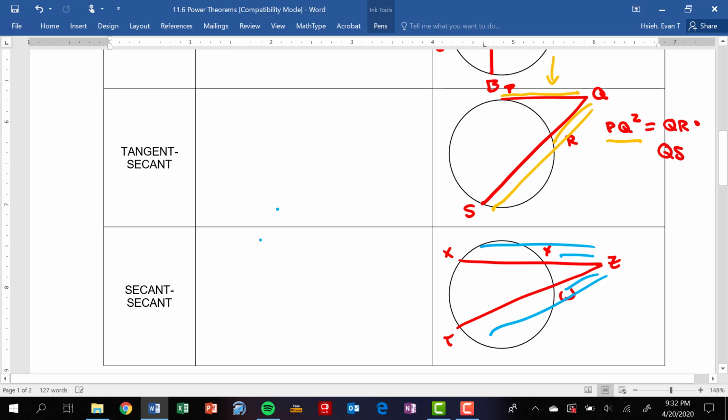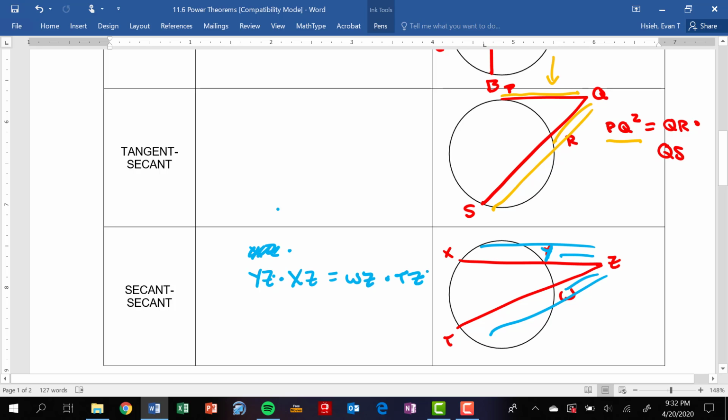So it's going to be XZ times, oops, sorry, this is a Y. So it's YZ times long shadow XZ equals WZ times TZ.